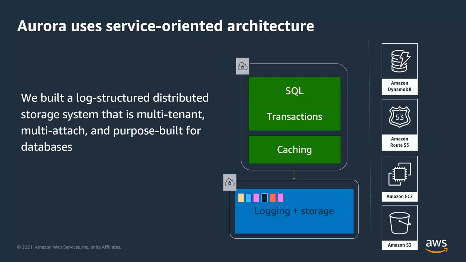Like we used DynamoDB for our metadata for the distributed storage. We use Route 53 for better DNS naming for the endpoints. We use EC2. We don't use any custom hardware for both our storage and our compute. We use all the EC2 instances that are available for the general public. We use S3 for storing the backups, but we built the log-structured storage using NVMe storage on the local device, and we do replication, multi-AZ replication, repair, and so forth.